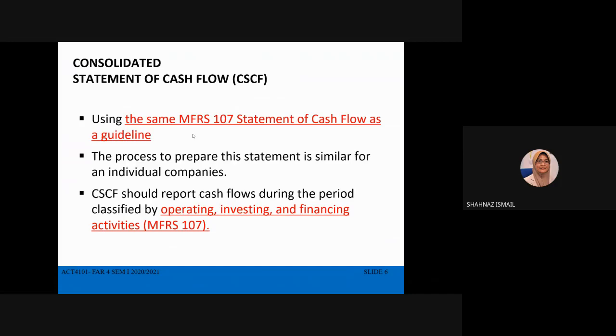bila dia similar dengan the individual companies, meaning that the consolidated cash flow should report cash flows during the period classified by operating, investing and financing activities. Okay, so kalau anda belajar sebelum ni untuk prepare cash flow ada 3 section. Okay, maka untuk consolidated cash flow juga sama. Cuma akan ada tambahan item di bawah ketiga-tiga section ini.